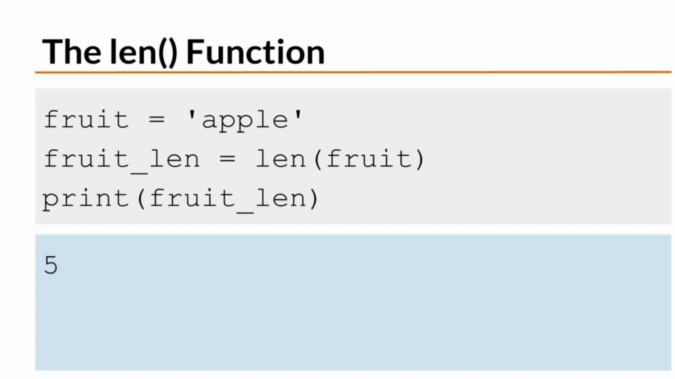In this example, the value of apple is assigned to the variable named fruit. Next, we assign the result of len(fruit) to the fruit_len variable. Finally, we display that value to the screen using the print(fruit_len) function. Since apple has 5 characters, the number 5 is displayed to the screen.